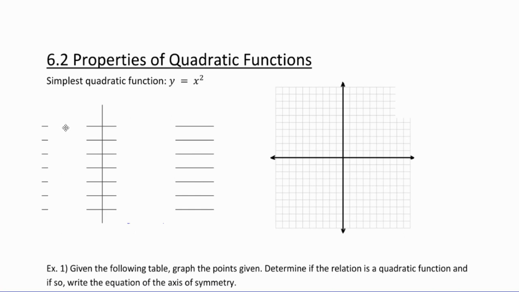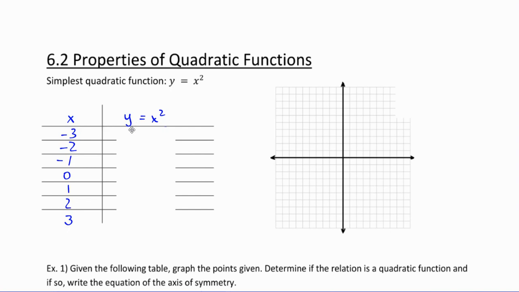So a table of values goes x and then y. In this case, y is x squared. So we're going to take our x value, square it, and that'll give us what our y is. And then we are going to plot those points. We're going to use x values of -3 all the way to 3. So -3, -2, -1, 0, 1, 2, and 3.